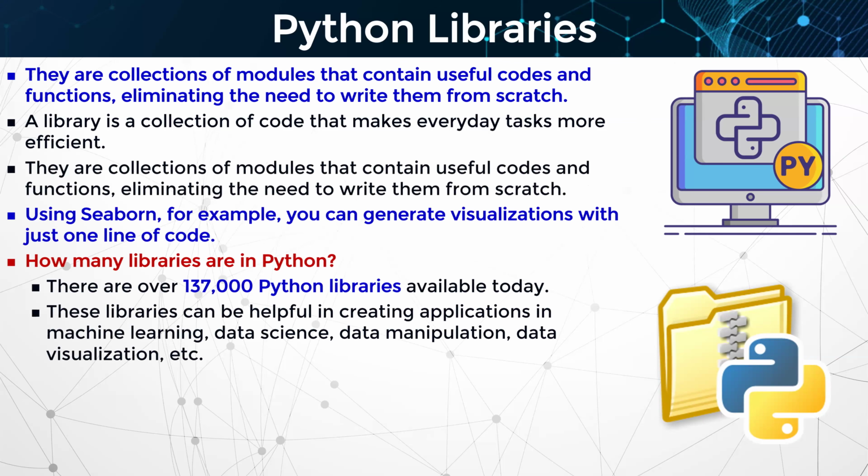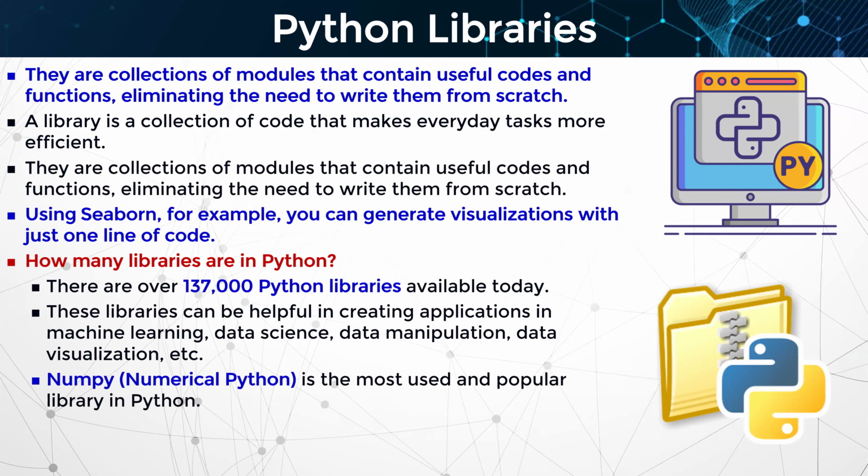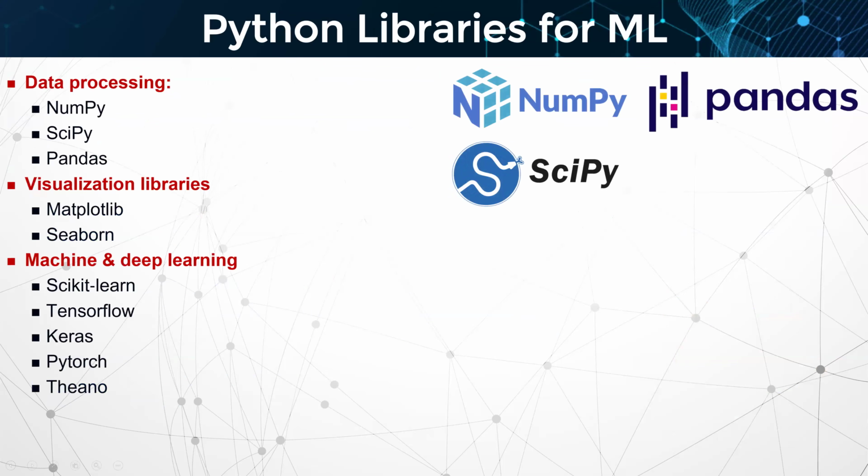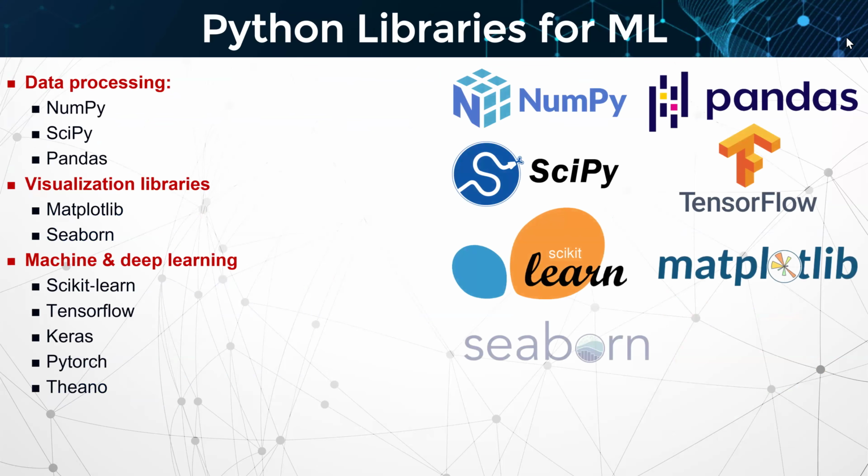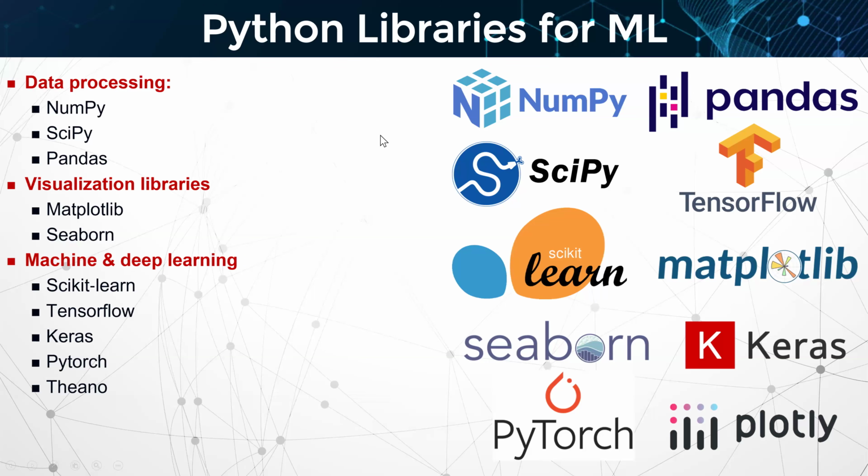We have a very quickly growing number of libraries for Python, and one of the commonly used Python libraries is NumPy, or numerical Python. We will highlight an example for this in the next few slides. This is an example of different libraries for machine learning, for data processing, and visualization libraries like Seaborn, and processing like NumPy, Pandas. For machine learning, we have scikit-learn, TensorFlow, Keras, and so on.